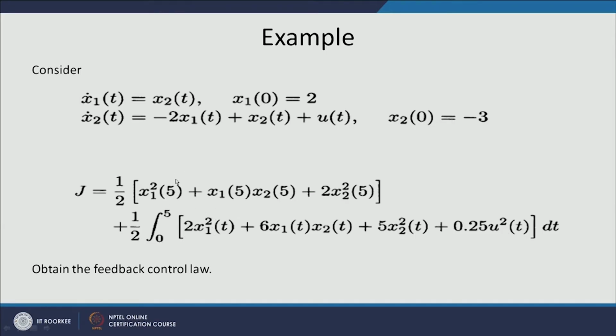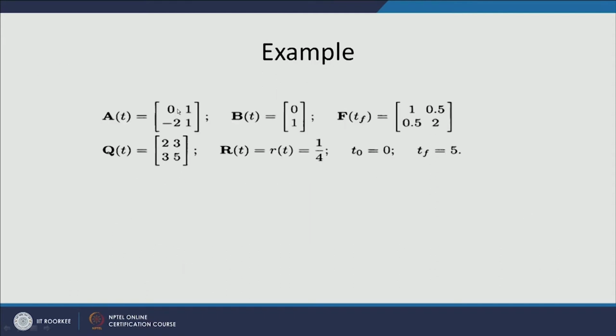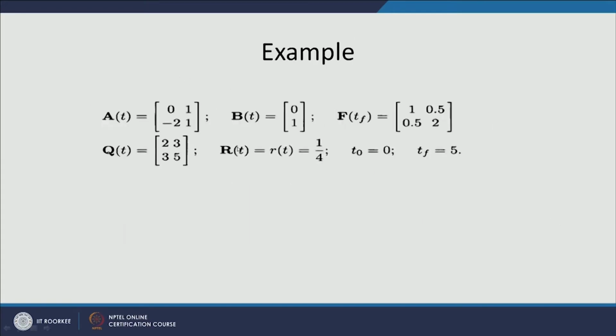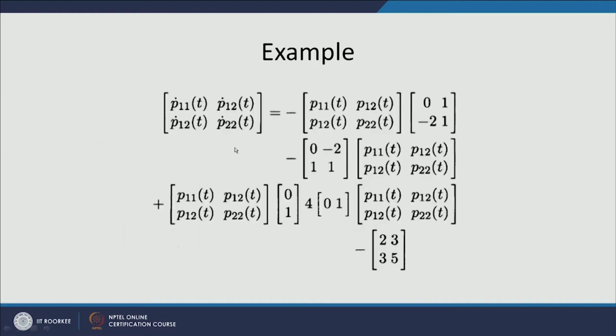So, to solve this problem, what will be my A, B, Q, R? My A is [0 1; minus 2 1], B(t) is [0; 1], F(t) is given here, Q(t) is [2 3; 3 5], R(t) is 1 by 4, and t0 and tf are specified as 0 and 5. So, tf we have taken as 5 and the initial point t0 is specified. To determine the u, we have to write our Riccati equation.